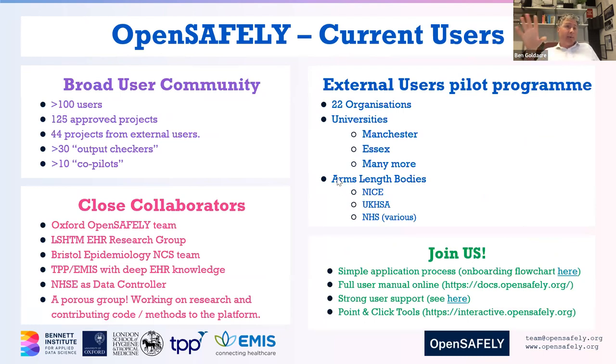We've got close collaborators, and those are people who are interested in doing their own projects, but also contributing to our platform science work on data curation, different methods for automated federated analytics, which is how we link up the data from TPP and EMIS. And then we've got our external users pilot program, 22 organizations with outputs coming through from Manchester and Essex and other universities, and also work from NICE, UCSA and NHS.